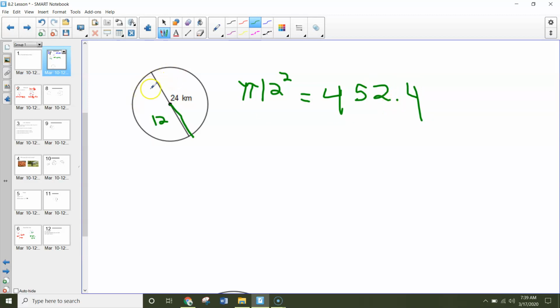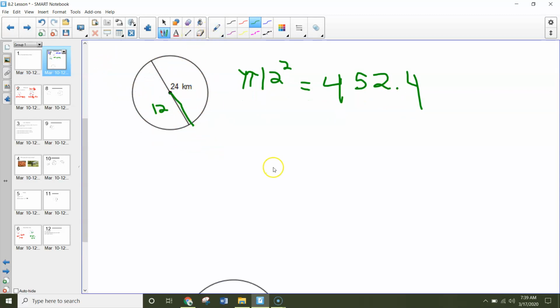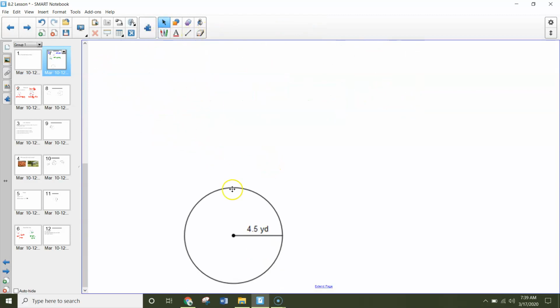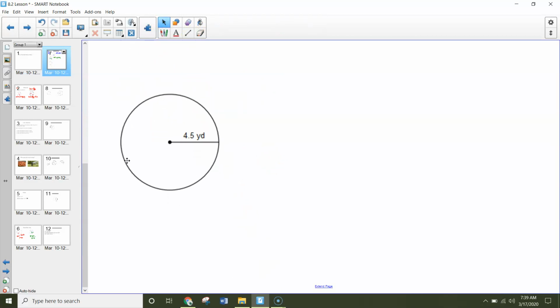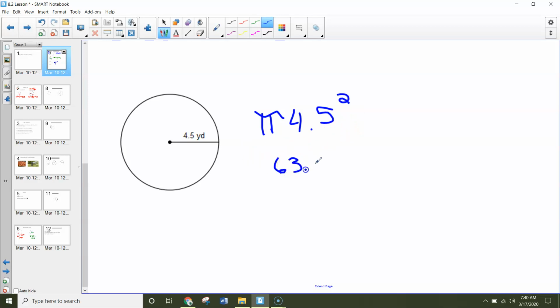Okay, and remember we are talking about the area inside of the circles. Okay, last one of these, go ahead and set up your formula. And pi 4.5 squared. And that gives you 63.6.